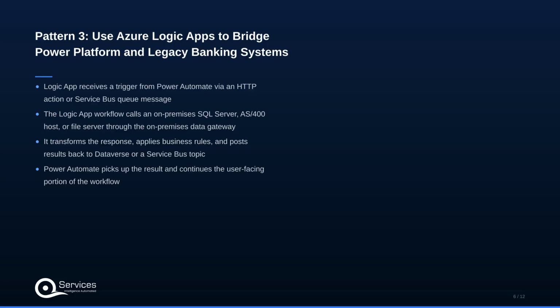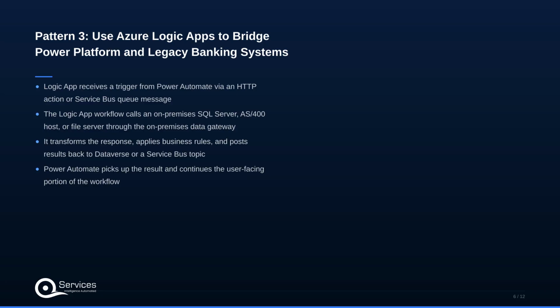Pattern 3, use Azure Logic Apps to bridge Power Platform and legacy banking systems. Azure Logic Apps sits between Power Platform and the legacy core when you need orchestration logic that's too complex or too sensitive to live inside a Power Automate flow.